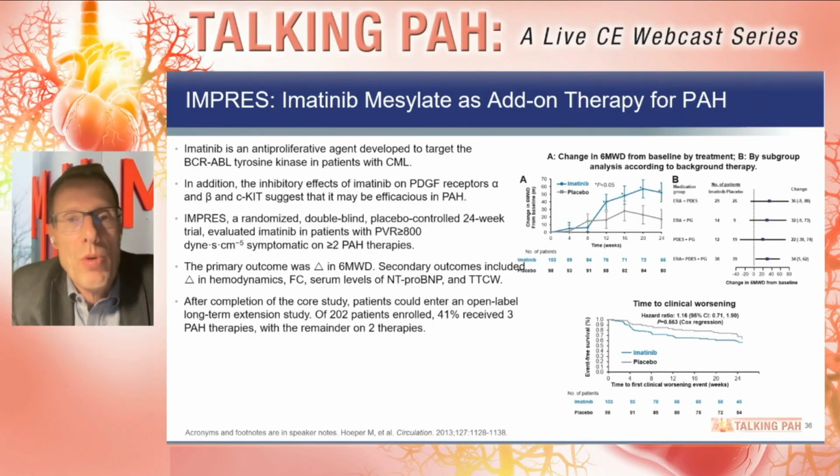And here, the IMPRESS study, which I'm showing you, this phase 3 study, looked in patients who were pre-treated with other PAH medications, randomized to oral imatinib or placebo, and it found an improvement in the primary endpoint, which is change in 6-minute walk distance by about 30 meters. There was also substantial improvement in hemodynamics and other factors, including NT-proBNP. However, there was no signal towards an improved time to clinical worsening.